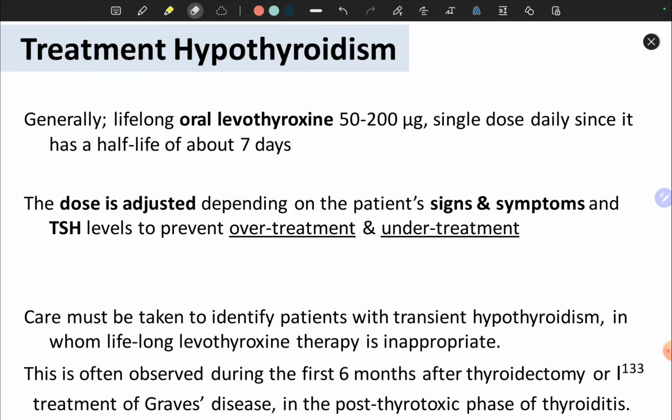In some cases there is transient hypothyroidism, so it is not lifelong; for a few months the patient may need thyroid hormone replacement. Thyroxine is given once daily, as a single daily dose, because it has a relatively long half-life of one week. The dose should be adjusted according to what?